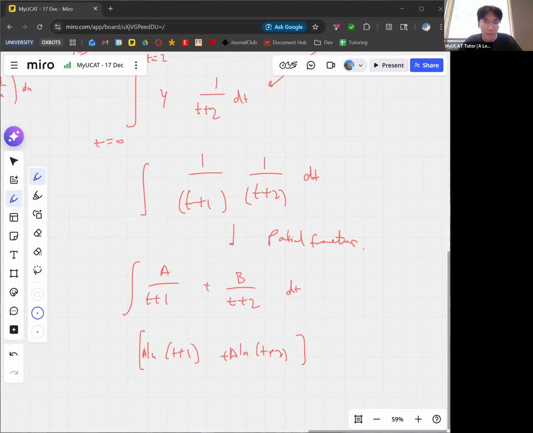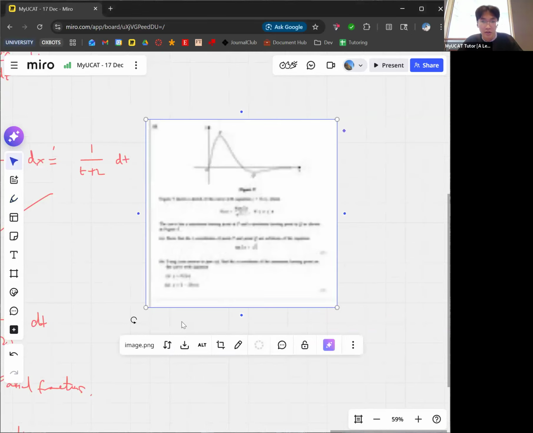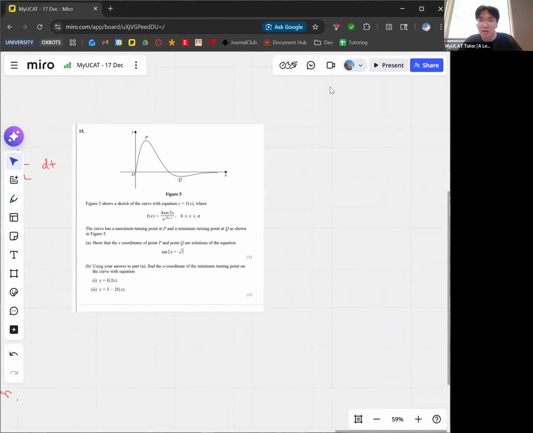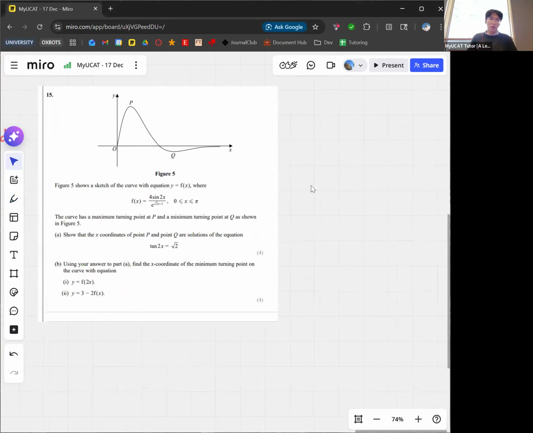A is not supposed to be on both, you're right. It should be A and B, but obviously it's not really A and B either. So they're just constants that you should work out yourself.